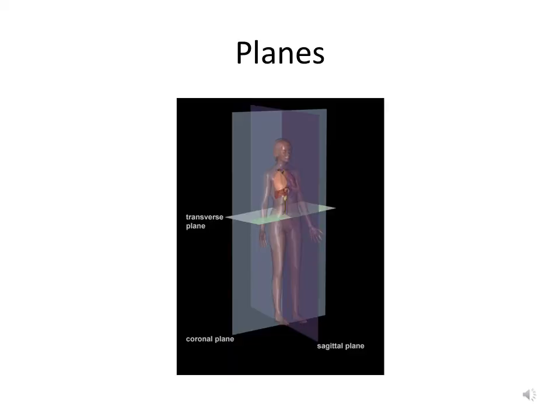Also the planes. So basically we can see here, sagittal plane goes from front to back, transverse plane, actually you're taking a cross section parallel to the floor, and then coronal plane basically goes from side to side.